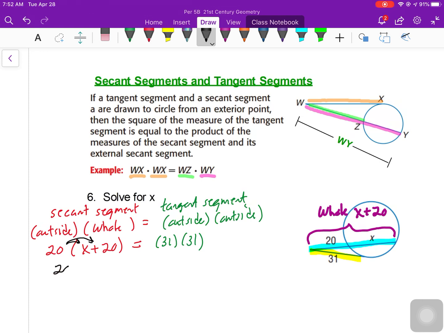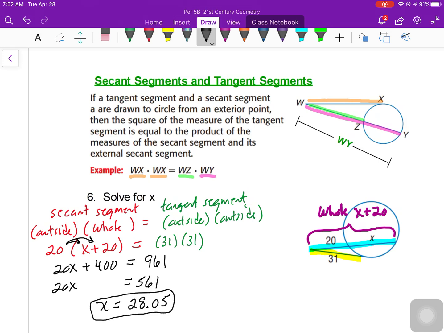Now on the left side, there's a little bit of algebra. There's distributing to do. So we have 20x plus 400, which is 20 times 20. On the right side, 31 times 31 is 961. We'll subtract the 400 on both sides. We get 561. We divide by the 20. We find out that x is 28.05.